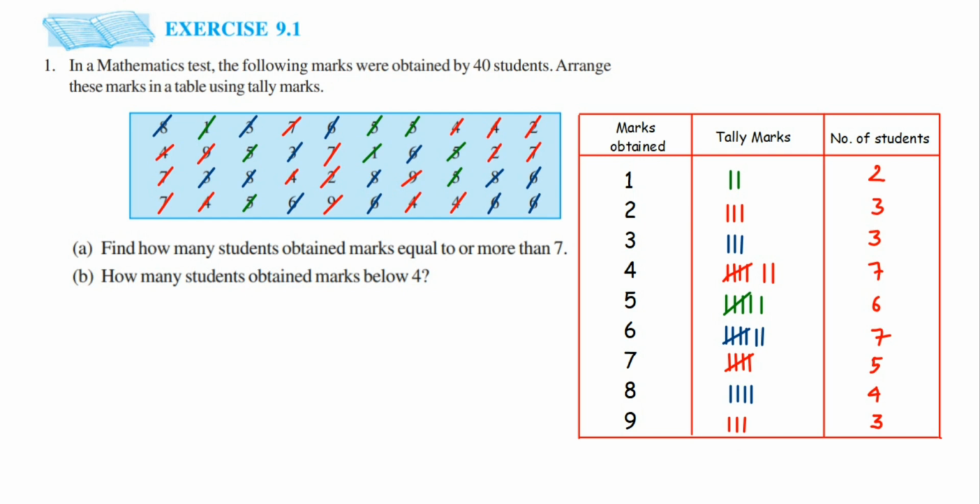Now here we can see that when we add all these numbers, if we get 40, this means the table we did is correct, because there are 40 students given in the question. Now we'll answer these 2 questions.